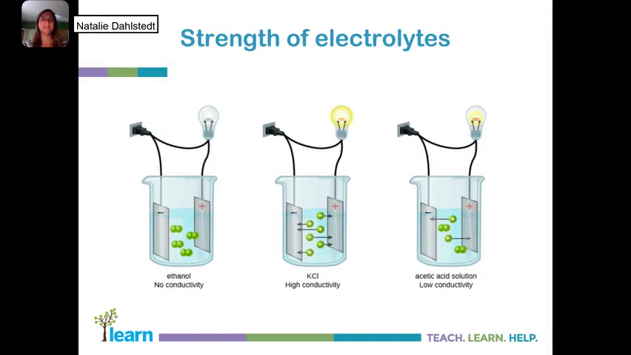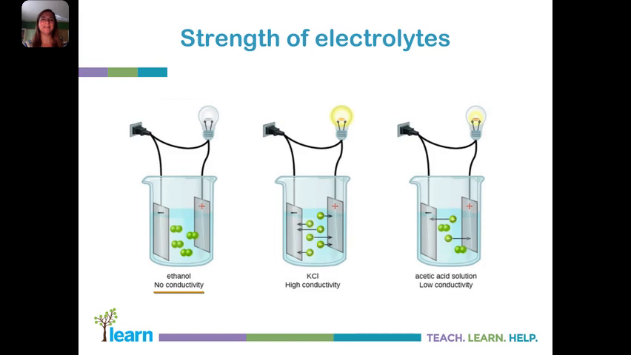And here's an example of how we can qualitatively measure the strength of an electrolyte. We put an anode and a cathode inside of a solution. We connect that to a light bulb and allow for the electrical power to go through it and see the results. Ethanol does not conduct electricity. Therefore, ethanol is not an electrolyte. If we look at the solution of KCl, potassium chloride, we see that the light bulb is very bright. This means that potassium chloride is a very strong electrolyte.